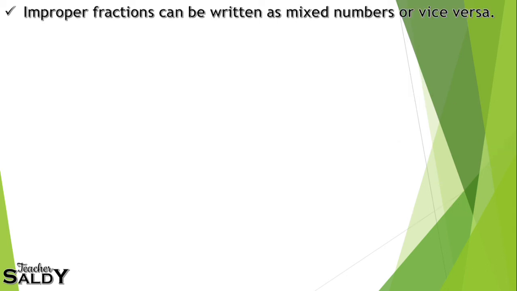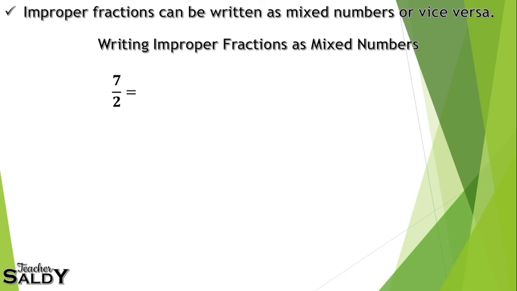Now, improper fractions can be written as mixed numbers or vice versa. When we say vice versa, also the mixed numbers can be written as improper fractions. So how's that? Let's have an example, 7 over 2. This is what we call an improper fraction. We will write it as a mixed number.